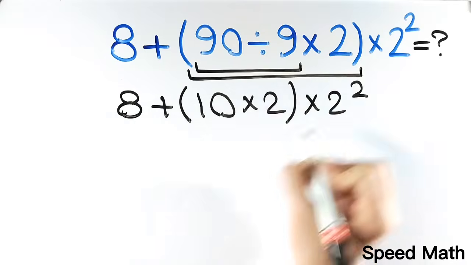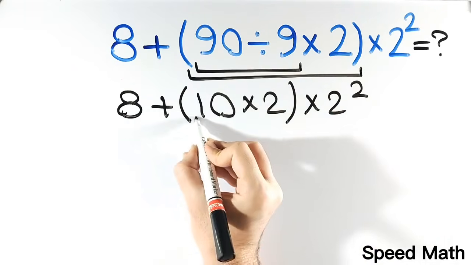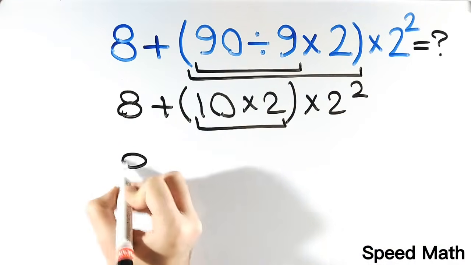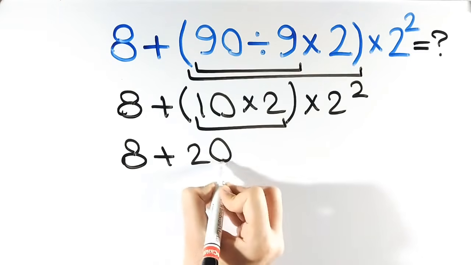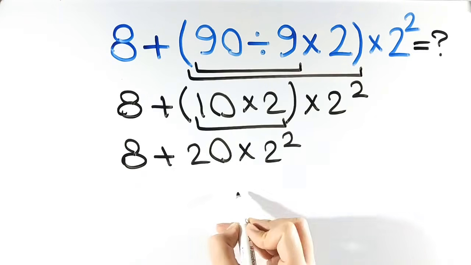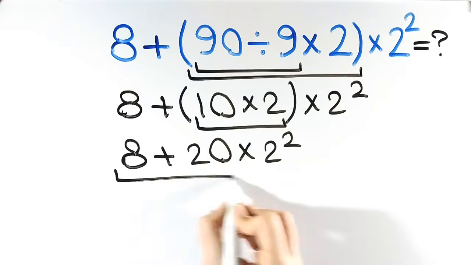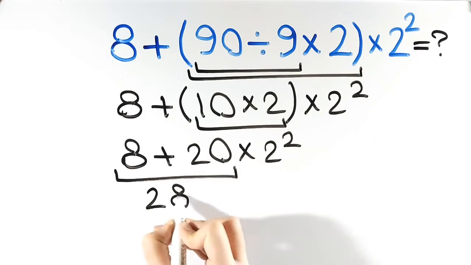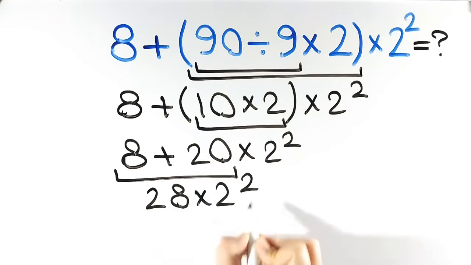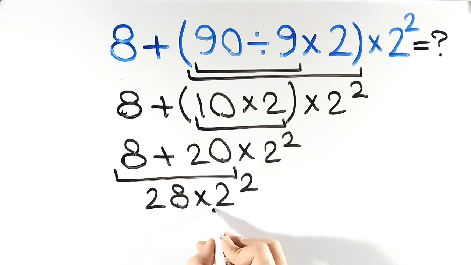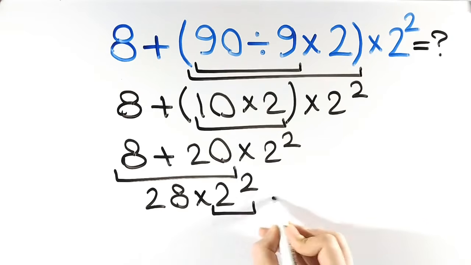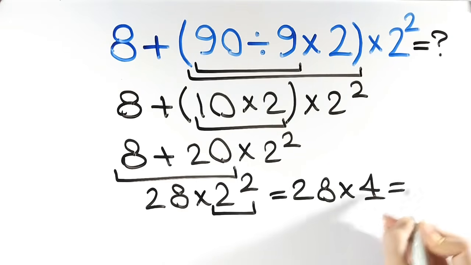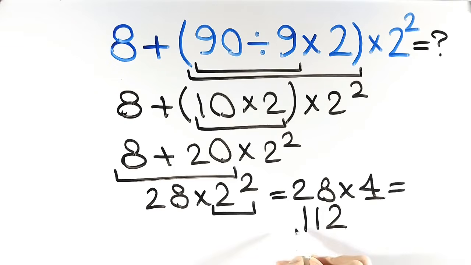multiplied by 2 squared. And the next step, they go for the multiplication between 10 and 2 and write this expression as 8 plus 20 multiplied by 2 squared. Then they go for the addition between 8 and 20 and write this expression as 28 multiplied by 2 squared. And the final step, they go for the exponent and write this expression as 28 multiplied by 4, which finally gives them the answer 112.